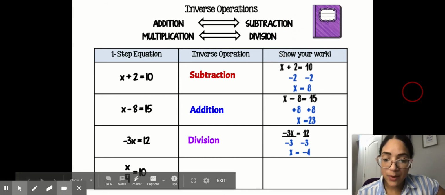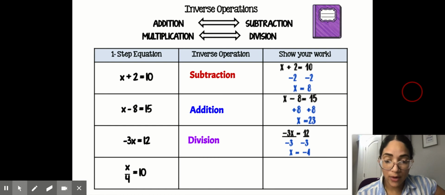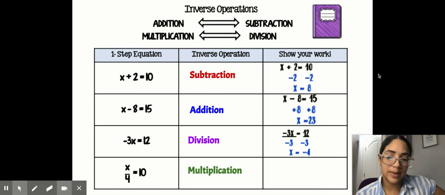So in the last problem, I have x over 4. Do you guys see that? Equals 10. I have a fraction. Now we just said a fraction represents division. So what's the opposite of dividing by 4? The opposite would be multiplication.